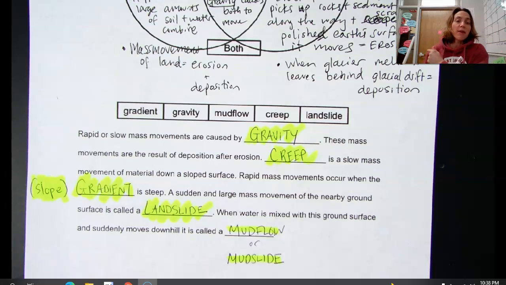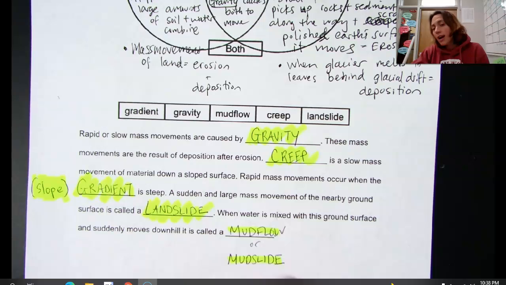All right. Rapid mass movements occur when the gradient is steep. So remember gradient, know that word, be comfortable with that word. Gradient is slope, and your mass movements are going to occur more quickly when it's steep. A sudden and large mass movement of the nearby ground surface is a landslide. That can be a rock slide, an earth slide, an avalanche, but landslide. And when water is mixing with the ground surface or with soil and sediment, and suddenly moves downhill, that's a mud flow, aka a mudslide.